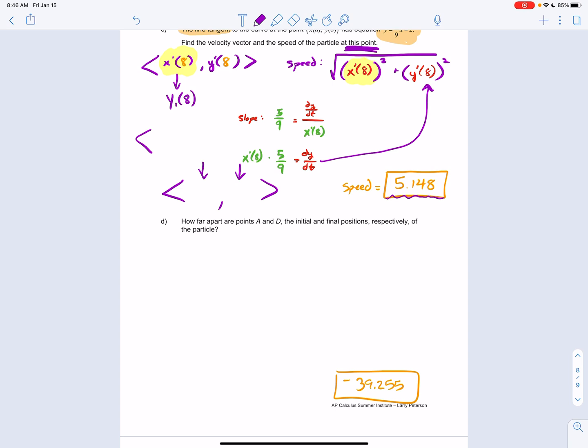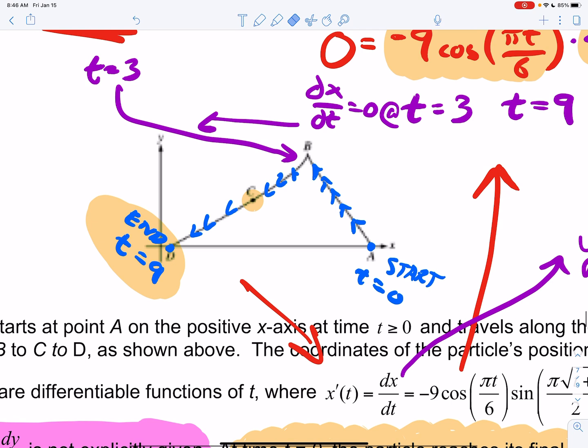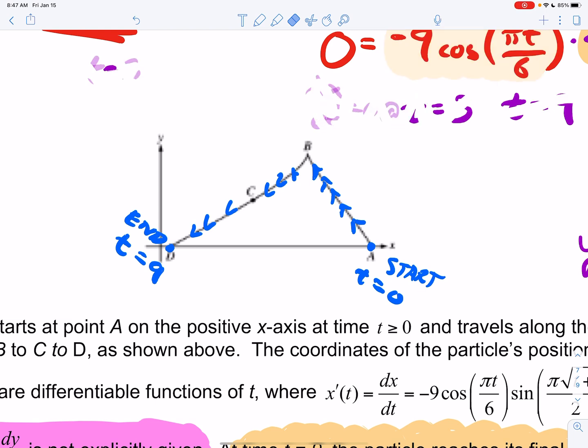How far apart are points A and D respectively of the particle? So let's go back to that picture. There's a lot going on here. We know that we started at A, we went upwards to the left and then downwards to the left, and we ended over here at D. So they're asking you how far were you from point A to point D? How would you find that out? Press play whenever you're ready.